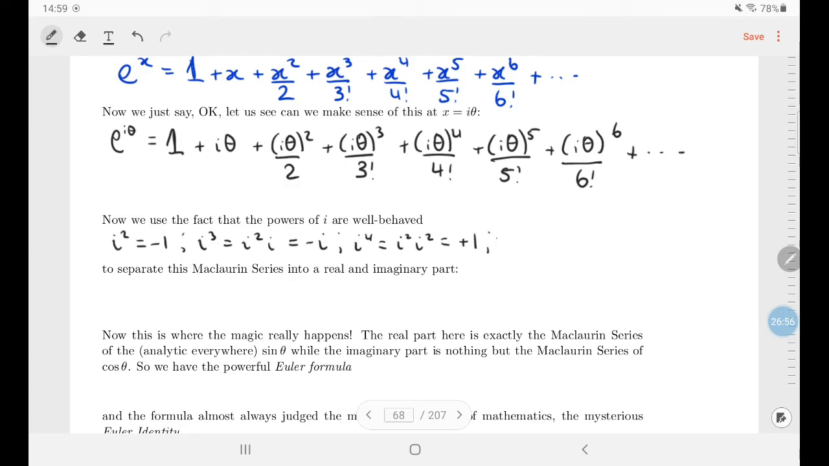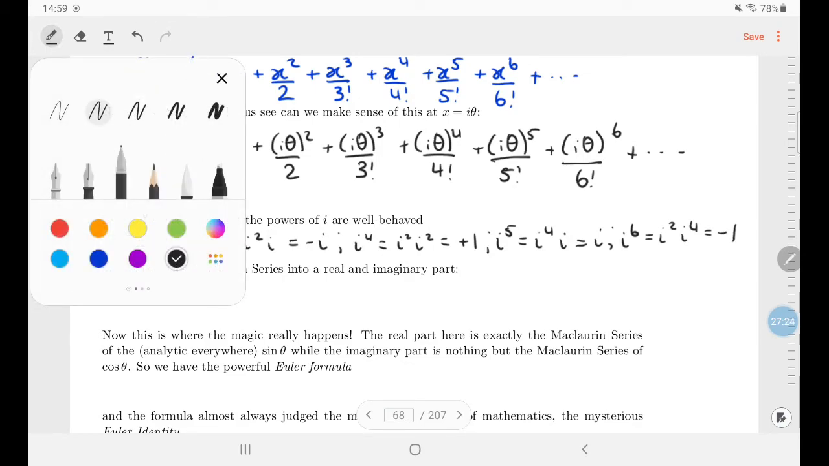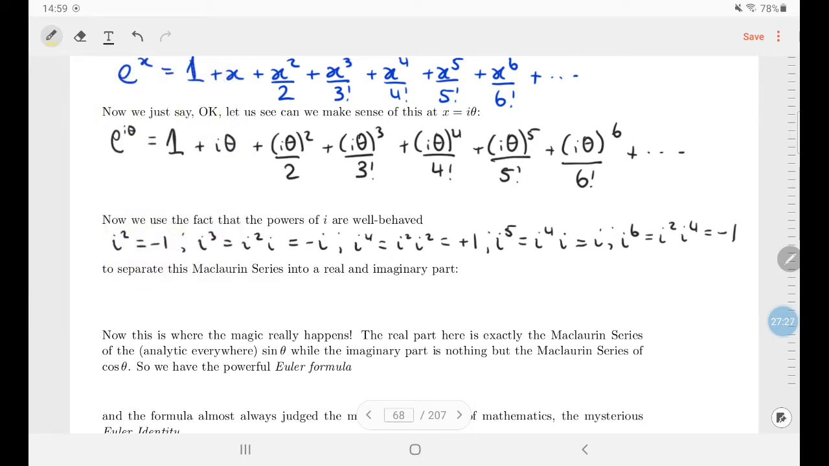And then what about i to the power of 5? That's going to be i to the 4 times i, and I've already shown that i to the 4 is 1, so that's i. And what about i to the 6? That should be i squared times i to the 4. I know i squared is minus 1 and i to the 4 is 1, so it's minus 1 by 1, which is minus 1. And you get that the pattern will just keep repeating. So the pattern of the powers of i starts with i, minus 1, minus i, 1.